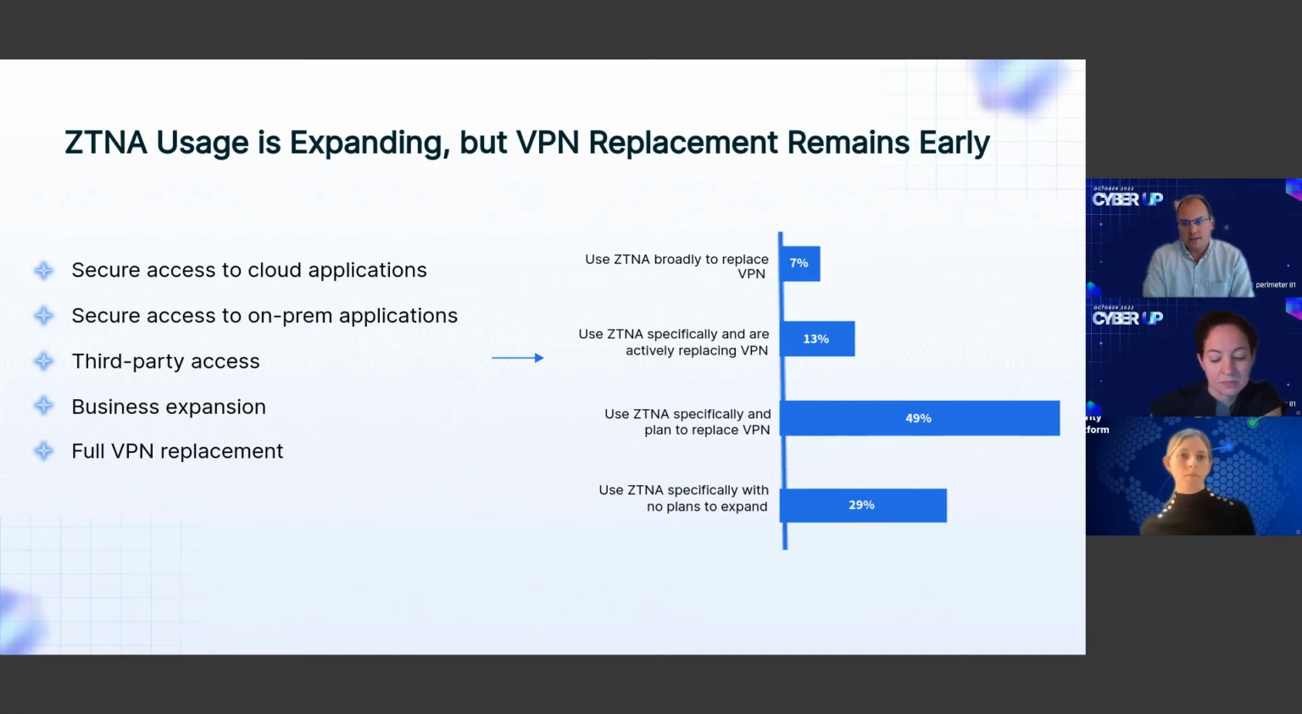But this idea of VPN replacement has really taken hold. And I think there is a need for that, and it's the direction that most organizations are going. But what the data on the right shows is that it's still very early. Only 7% of organizations that are using ZTNA are currently using it for most of their secure access needs, and have basically replaced their VPN almost completely.